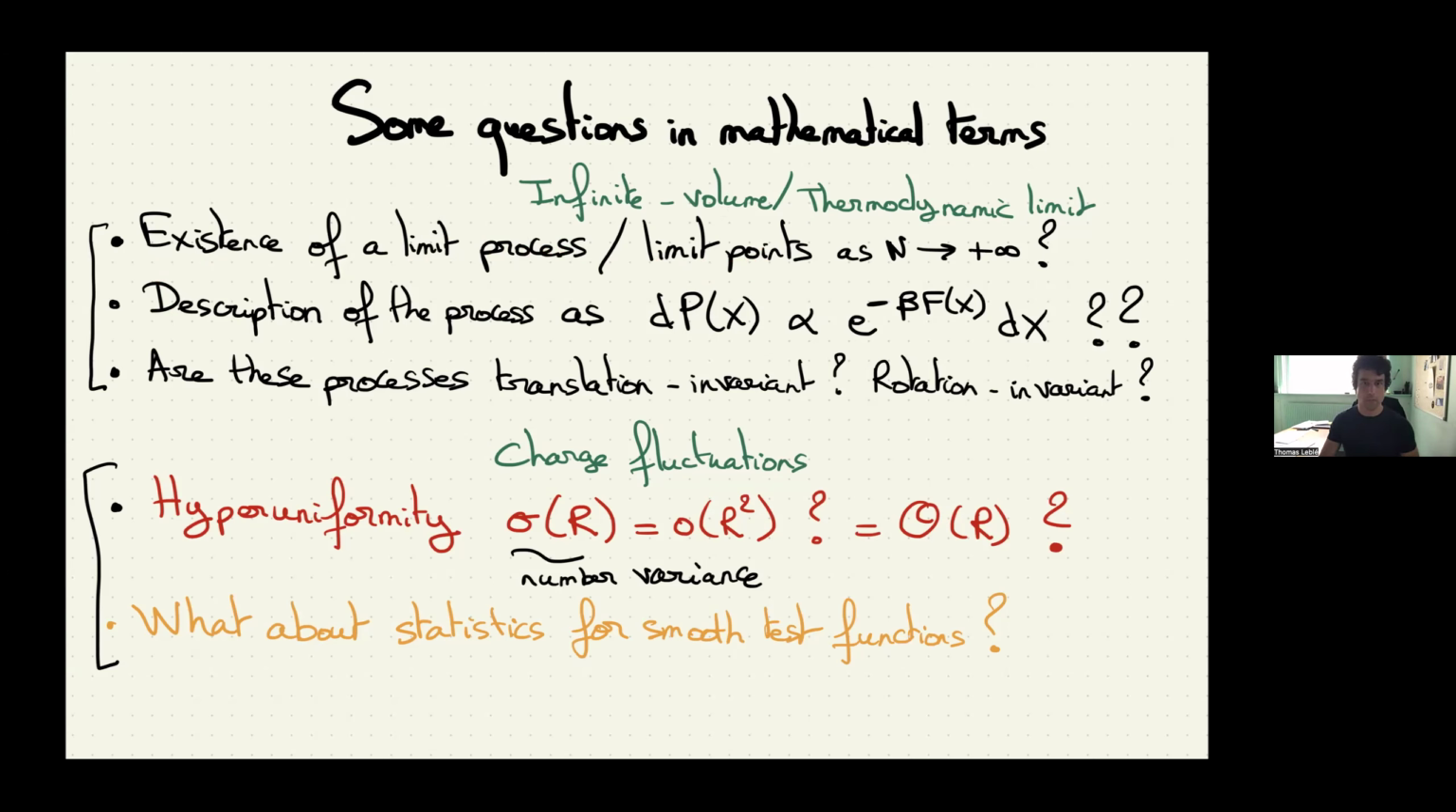Second question: if there is a limit or a limit point, can you describe it in a nice way? So something that would look a little bit like this. In finite volume, that's exactly how it looks, right? The Gibbs measure is exactly of this form with an N here. What about when N goes to infinity? Can I describe the process as e to the minus beta times an energy times some reference measure? So we'll see, you may already know the answer. The answer is not exactly like this, but maybe in a slightly different way.